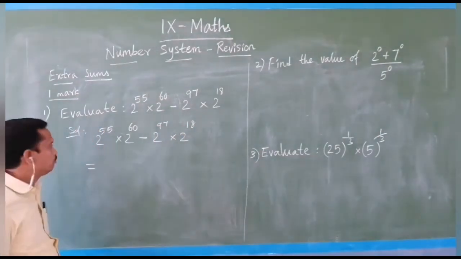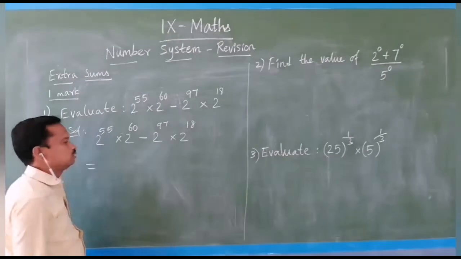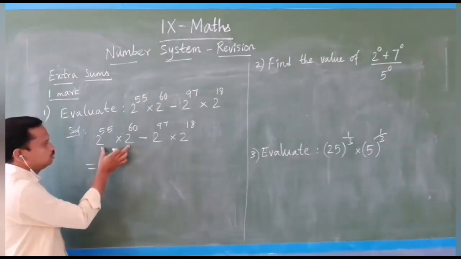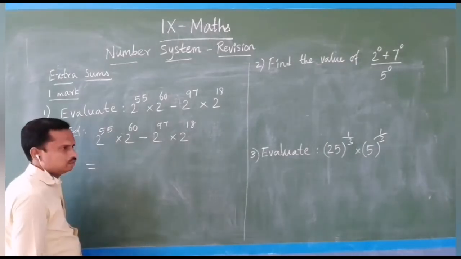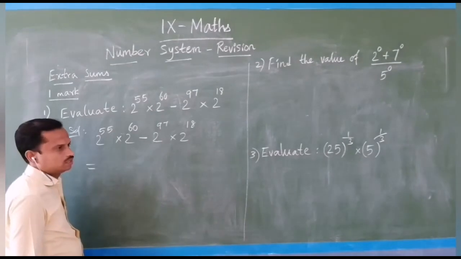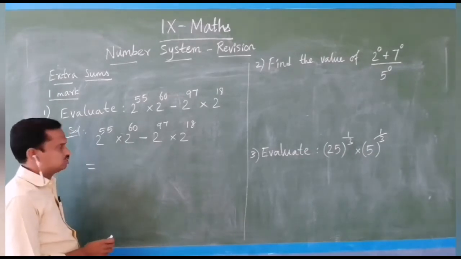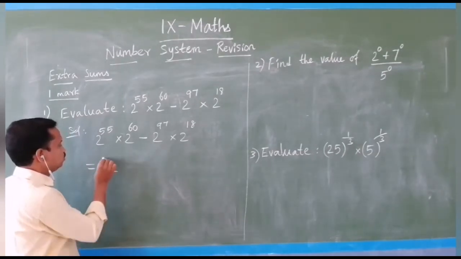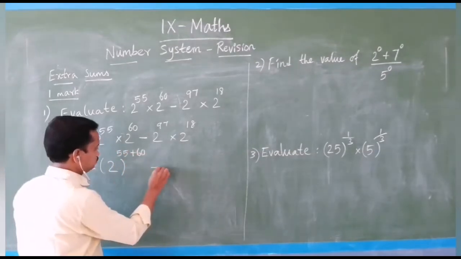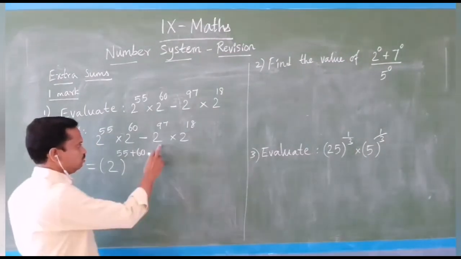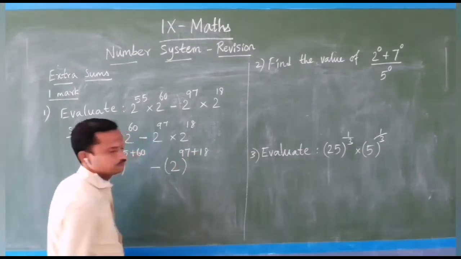So here you can see that the bases are the same, that is 2, 2, here also 2, 2, for different powers. First of all, here the bases are multiplying, therefore the powers should be added. That is the first law, the product law. So a power m into a power n is a power m plus n. By using that law we can put 2 to the power 55 plus 60, and then minus. The same way here, 2 to the power 97 plus 18.